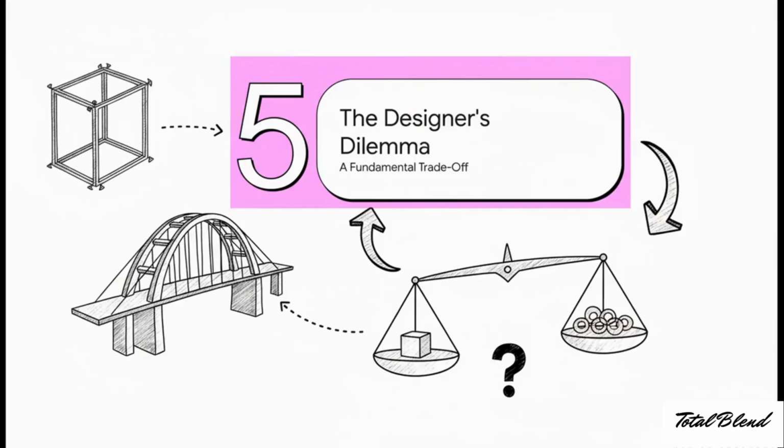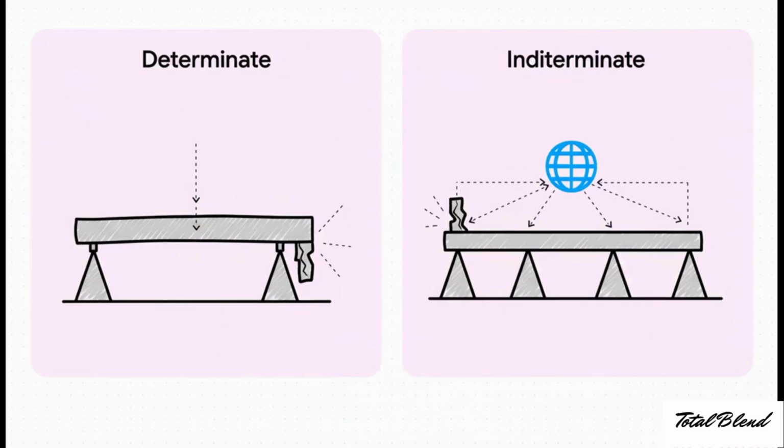So what this all boils down to is that every single time an engineer or an architect starts a new project, they're facing this fundamental trade-off. It's really a choice between two totally different ways of thinking about design. On one side, you have determinate structures. Yeah, they're simple to analyze, but they have a major weak spot. Since there's only one path for a load to travel, if a single important piece fails, the whole thing can come down. But on the other side, you've got indeterminate structures.